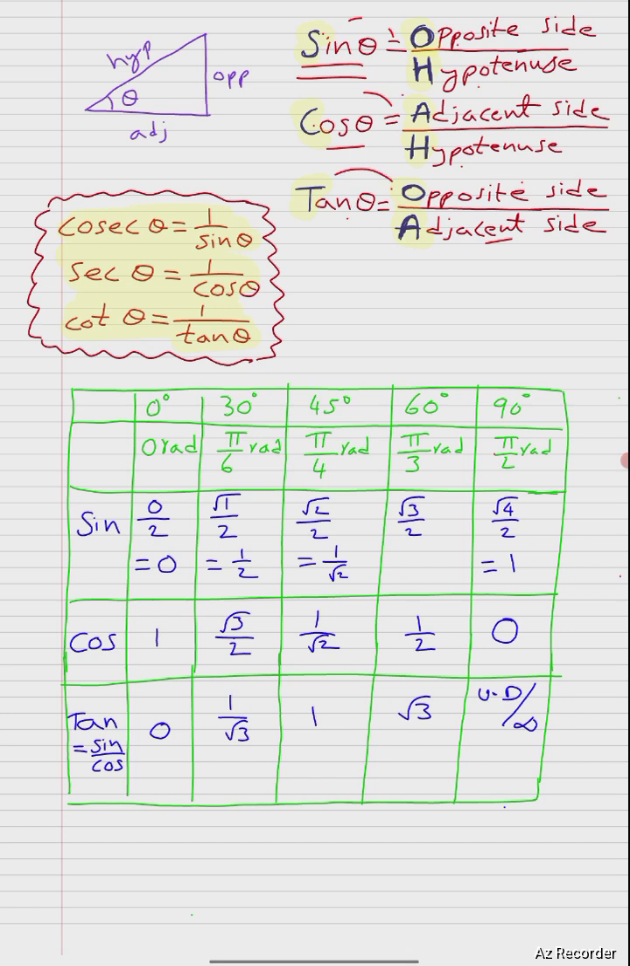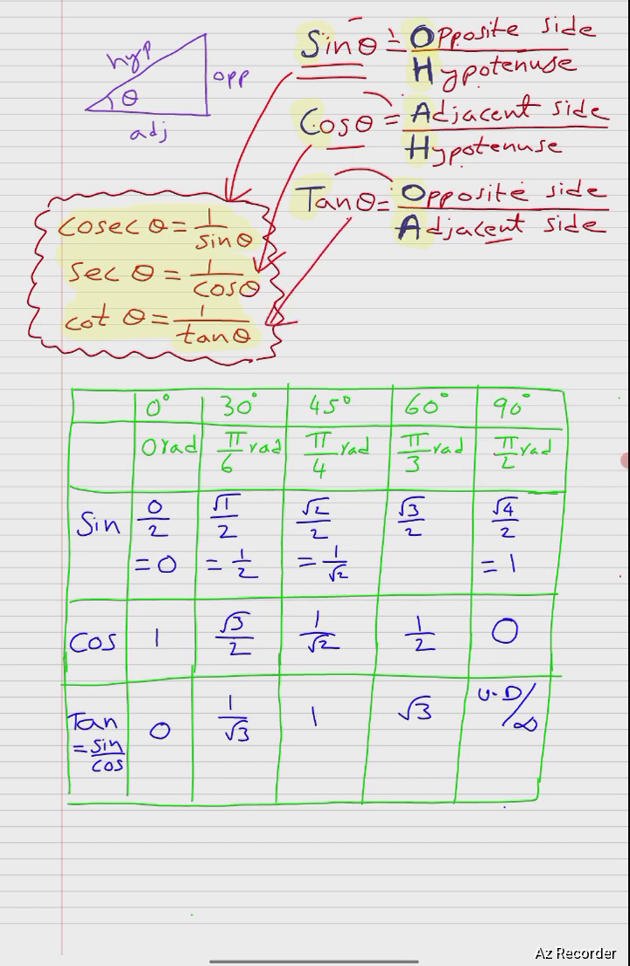Okay. Now, what about the remaining trigonometric ratios? As I said, cosecant theta is the reciprocal of sin theta. Secant theta is the reciprocal of cos theta. Cot theta is the reciprocal of tan theta.